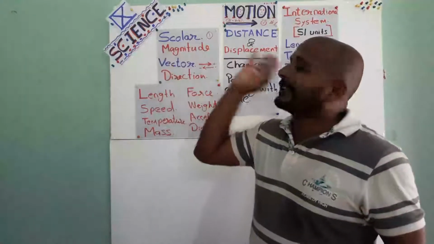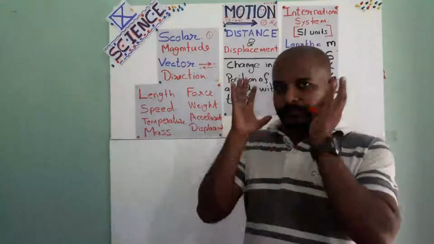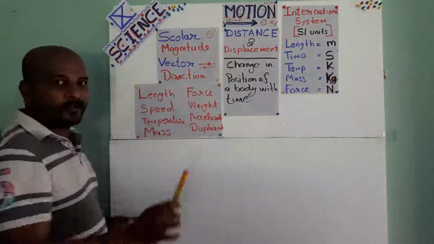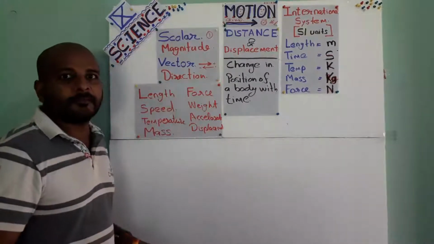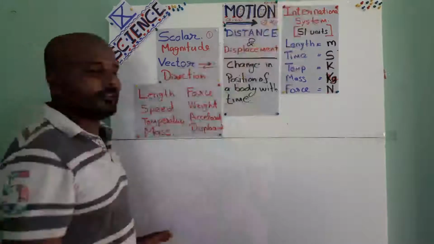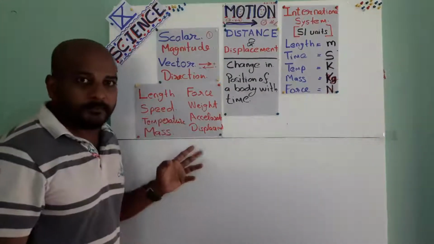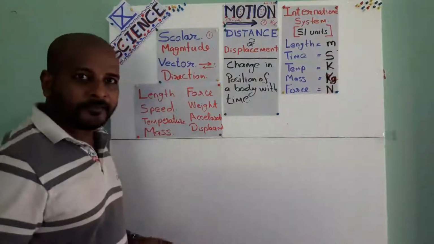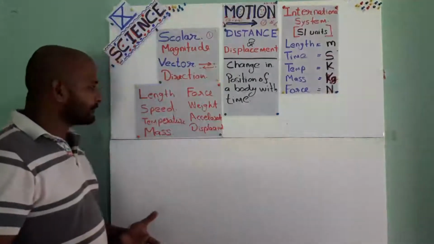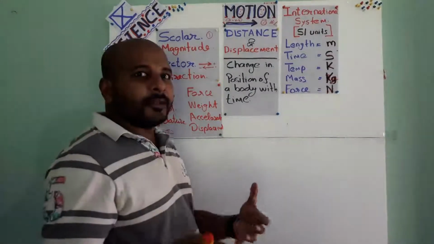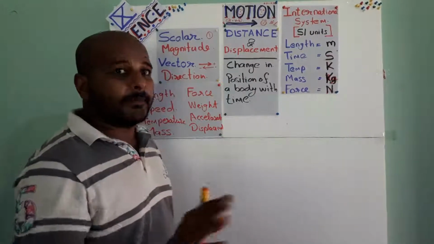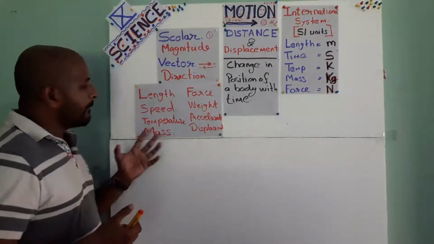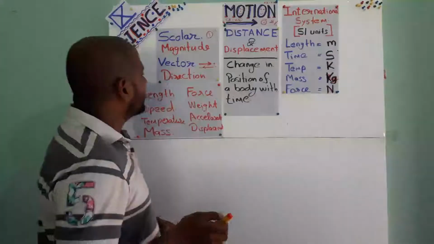So scalar quantities are those quantities. Some of these quantities I have written here, like length. You know what length is? From here to there, that is length. Speed, the speed of a bike, speed of a car, speed of a bird, speed of a running cheetah. Cheetah is the animal which has the maximum speed on land. Temperature, how hot it is, how cold it is. Mass, the weight of a particular thing.